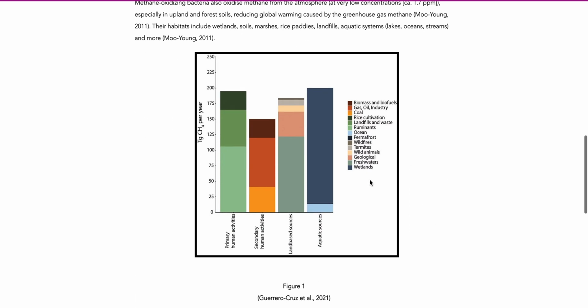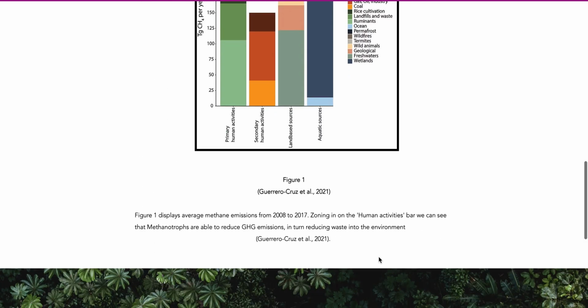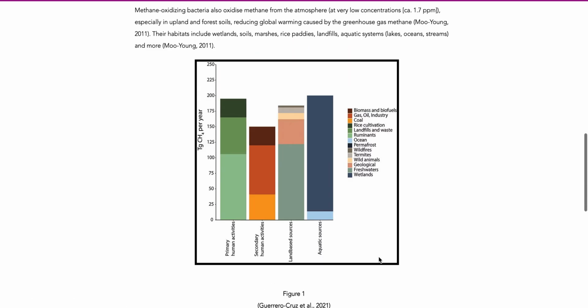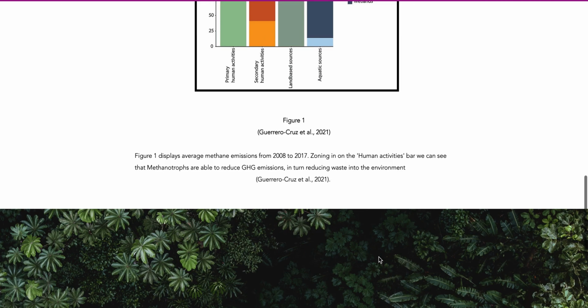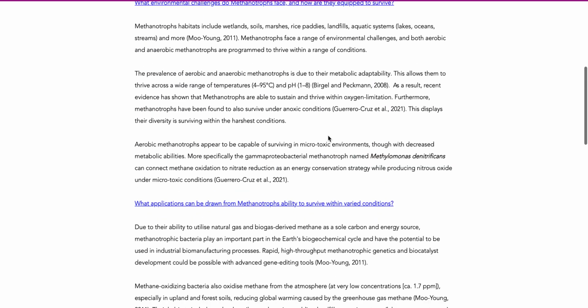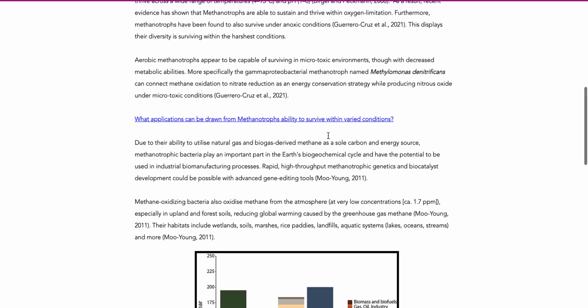And of course, this is a chart of the average methane emissions. And of course you can see most of them are going to be in the aquatic sources, most of which are wetlands, which are going to be one of the primary habitats for methanotrophs.